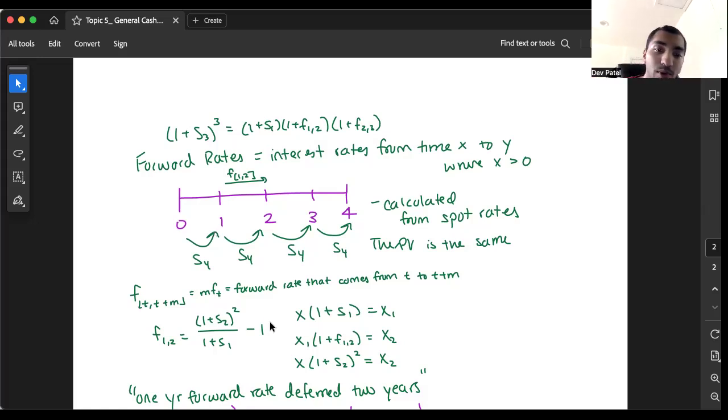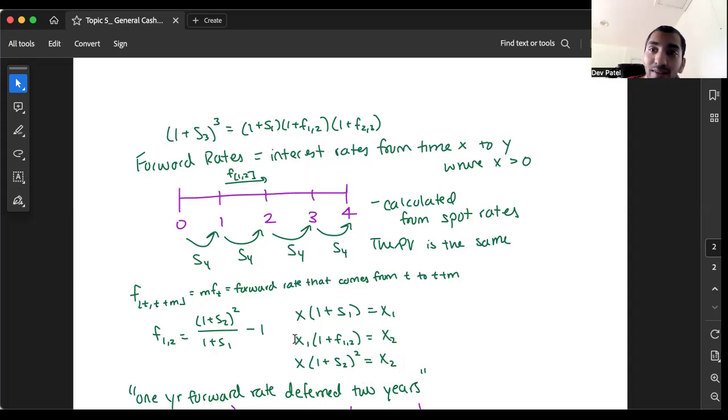Using spot rates. Well, we know that if we start at x at time period 0, and we multiply by the spot rate for 1, that's going to get us the value at time period 1. If we multiply that again by a forward rate, that's going to give us the value at time period 2. Now, if we do the same thing with spot rate 2, as I mentioned before, we just need to square the spot rate value and then multiply that by x. So you can see in this equation, x times (1 plus s2) squared, that's going to give us the value at time period 2.